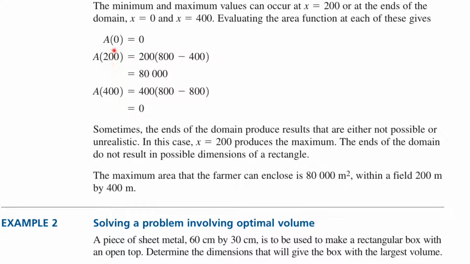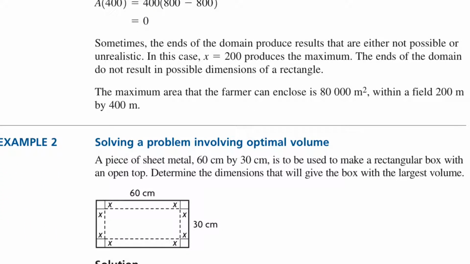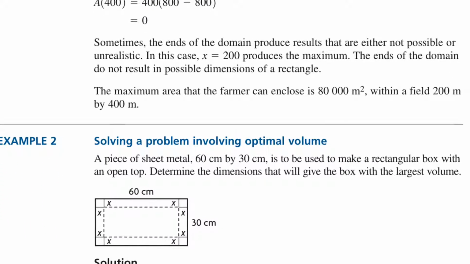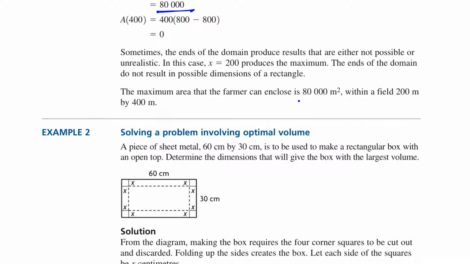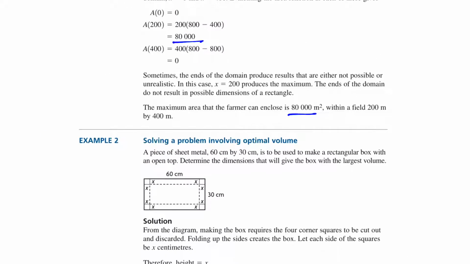If we find the values related to 0, 200, and 400, we see the maximum of the area is 80,000 when x is 200. This means the maximum area of the farm is 80,000 meters squared, and the dimension of the field is 200 meters by 400 meters.